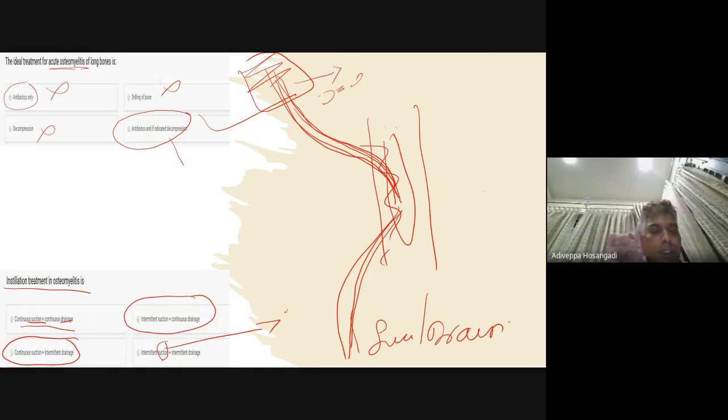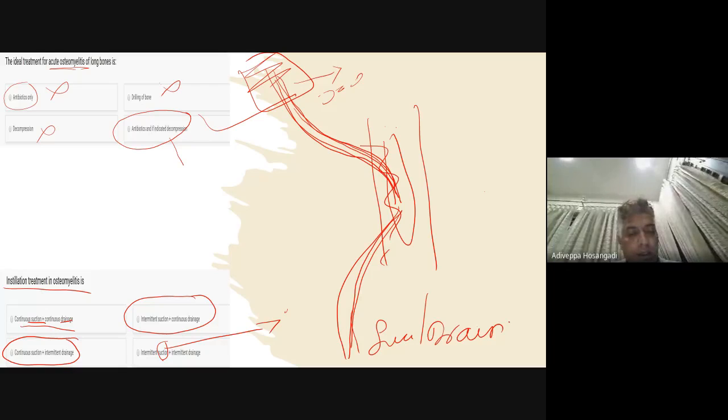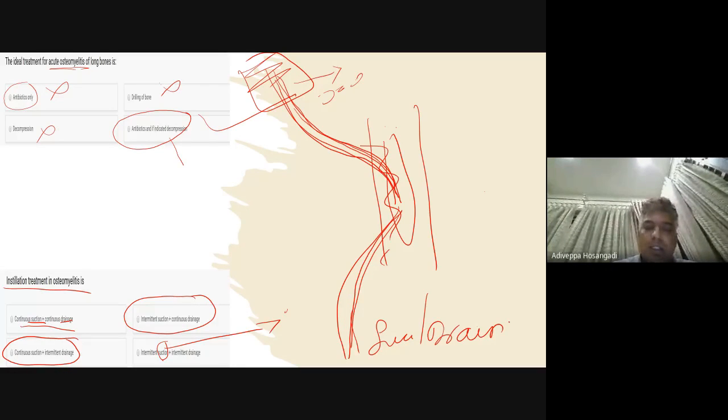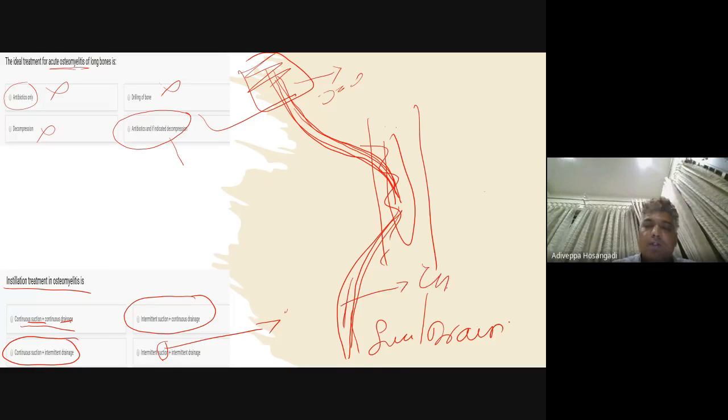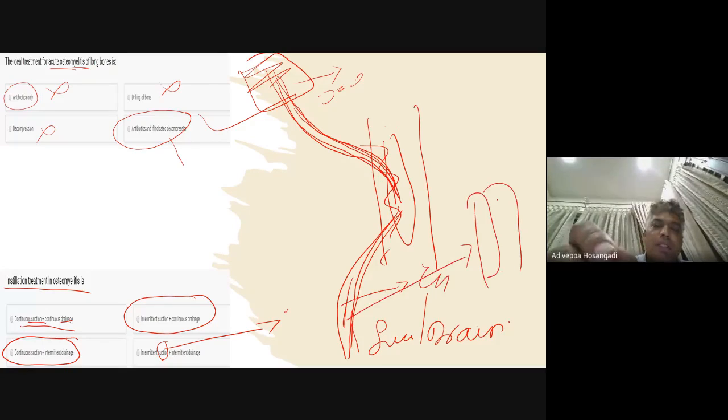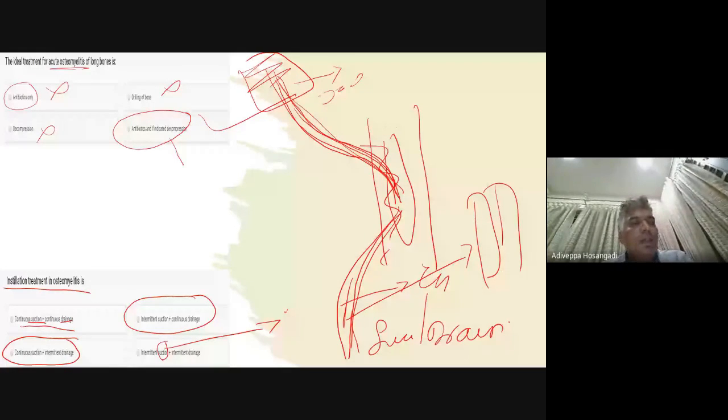So instillation treatment in osteomyelitis is continuous suction and drainage. Drainage cannot happen in a gravity-dependent way. You have to connect this to a suction. You have to drain it. This instillation is possible because of the height. You have to suck this continuously by a suction.